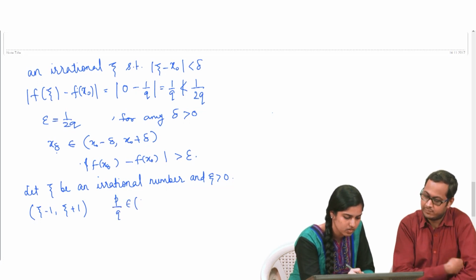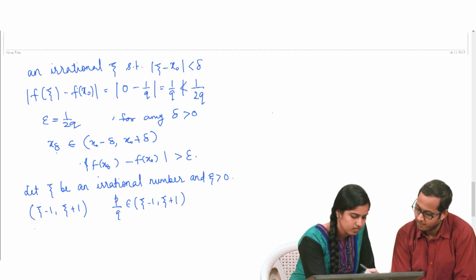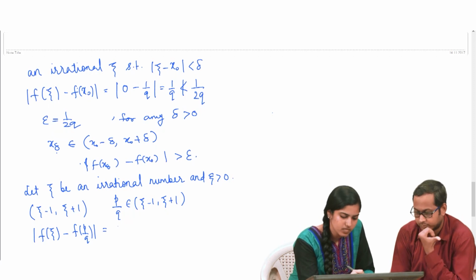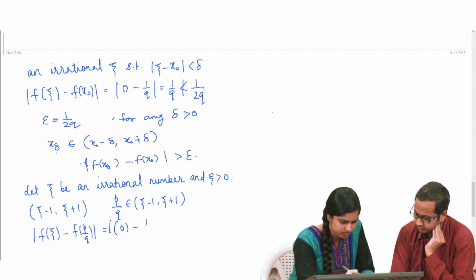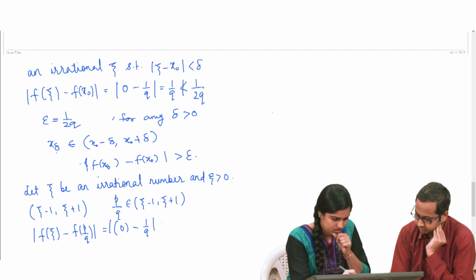And see what happens to modulus of f of psi minus f of p by q. Now, f of psi, psi is an irrational number, so f of psi is 0. And f of p by q is 1 by q by the definition of the function. So it is modulus of 1 by q.